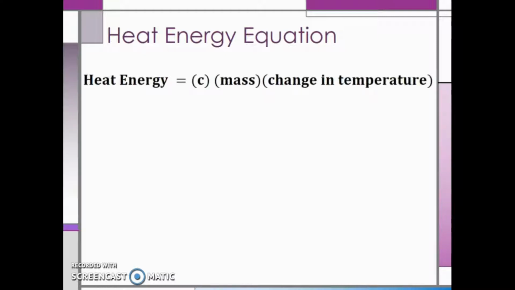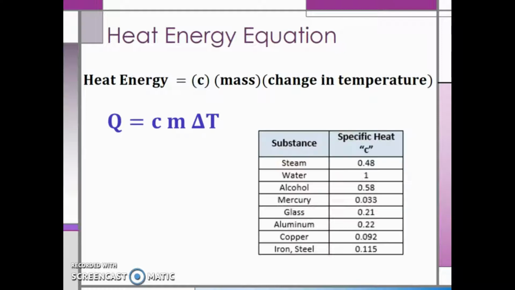The amount of heat energy required is equal to the specific heat multiplied by the mass, or weight in the English system, multiplied by the change in temperature. In symbols, we have Q equals C times M times delta T.